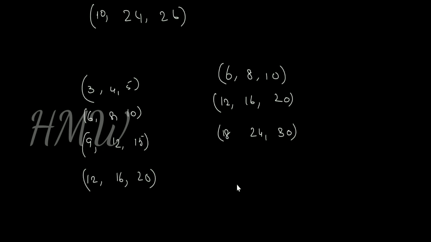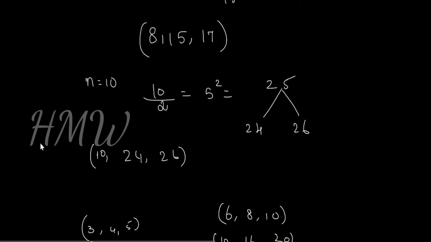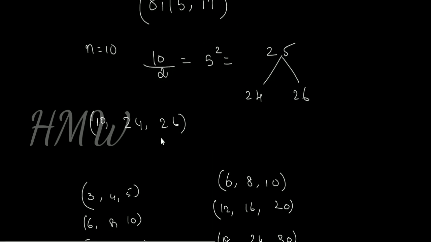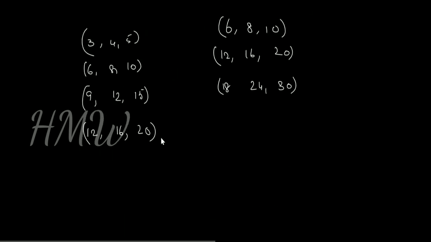It is very interesting to note that Pythagorean triplets consist of all even numbers or 2 odd numbers and 1 even number. You can see in all these cases, either you will get all even numbers or 2 odd numbers and 1 even number. That means a Pythagorean triplet can never be made up of all odd numbers or 2 even numbers and 1 odd number.